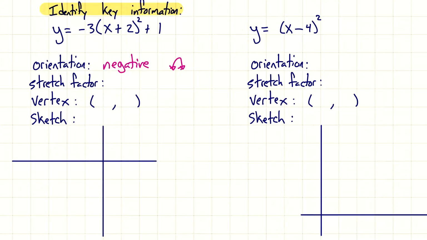So just right now to find the orientation, I'm only looking at the number in front. In this case, we had a negative 3, which told us it was negative orientation. Stretch factor is actually equal to the absolute value of negative 3, which equals 3. Right? I really don't care about the negative. I'm only concerned about positive stretch factor.